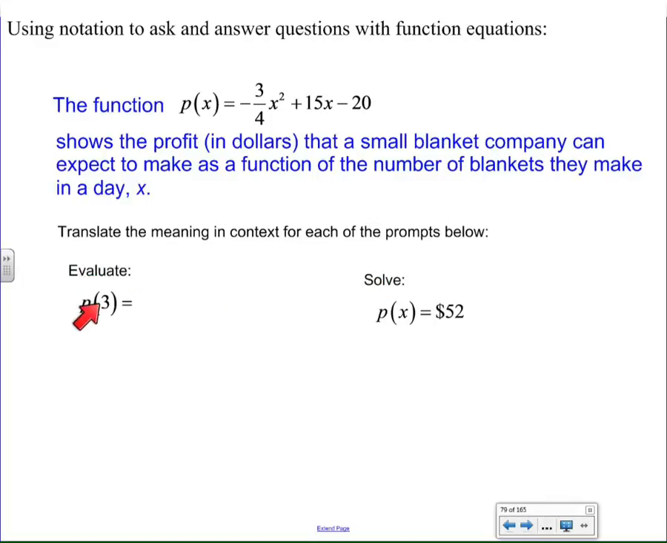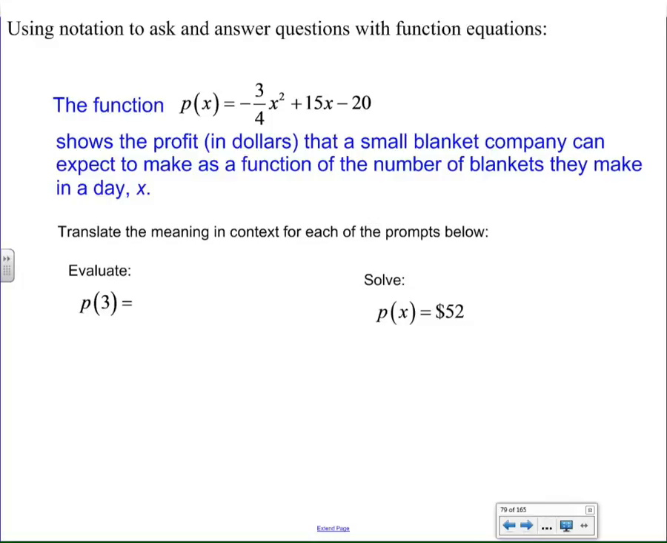Evaluate questions will give you a value for the independent variable. In this case, they'll give you the number of blankets, and your job is to figure out what profits would emerge. Conversely, if I ask a solve question, I tell you how many profits I want. I want $52 in profit, and I'm going to ask the equation, how many blankets should I make? So one question, we give you the independent variable, you need to give us the dependent, and then the other kind of question, just invert that.